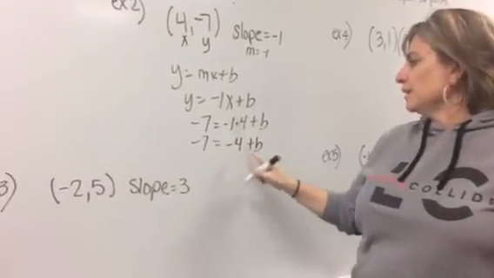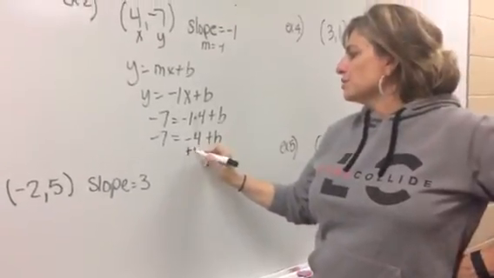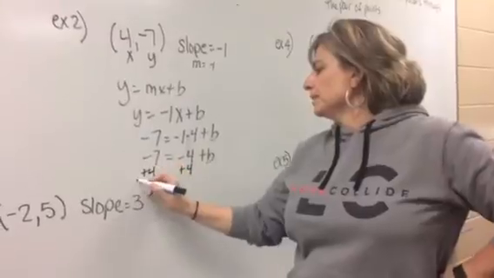So I have two negatives here. How do I get b alone? It's being added by a -4. Do the opposite.